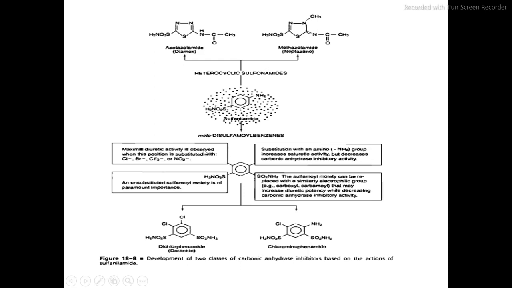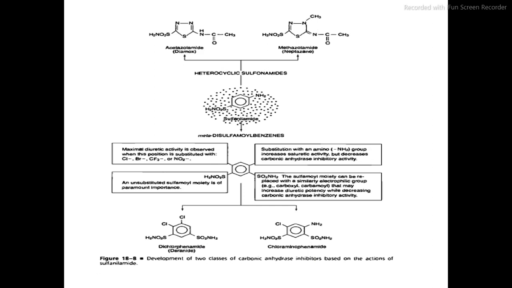With respect to all these four, they have considered and they have derived two moieties, as we have seen in the description part. It is dichlorophenamide. Here they have substituted with a chloro group, and they have kept the unsubstituted sulfamoyl moiety. Another moiety they have derived is chloroaminophenamide, and in this one they have kept one chloro as it is.